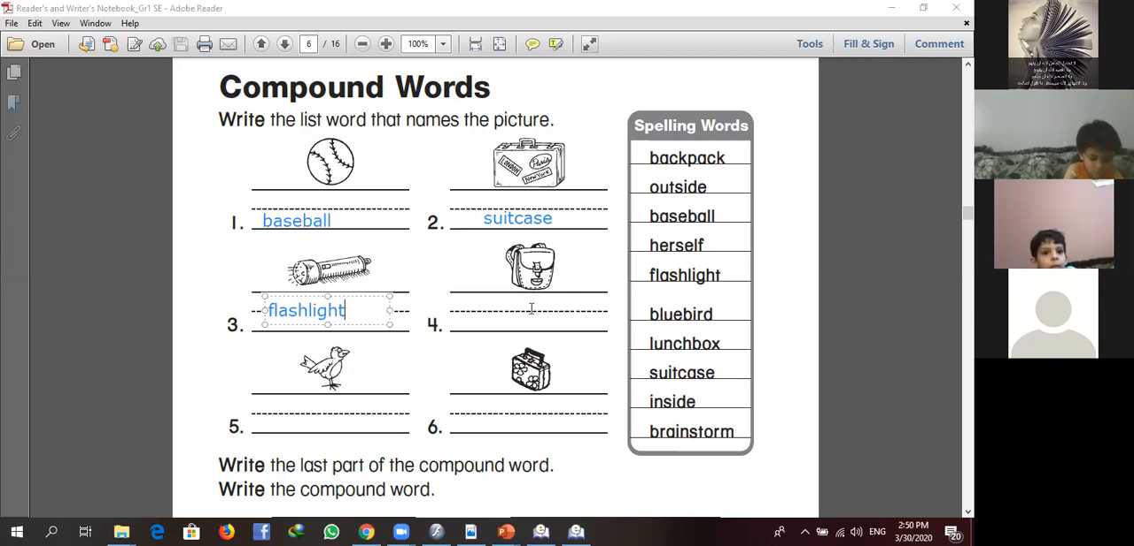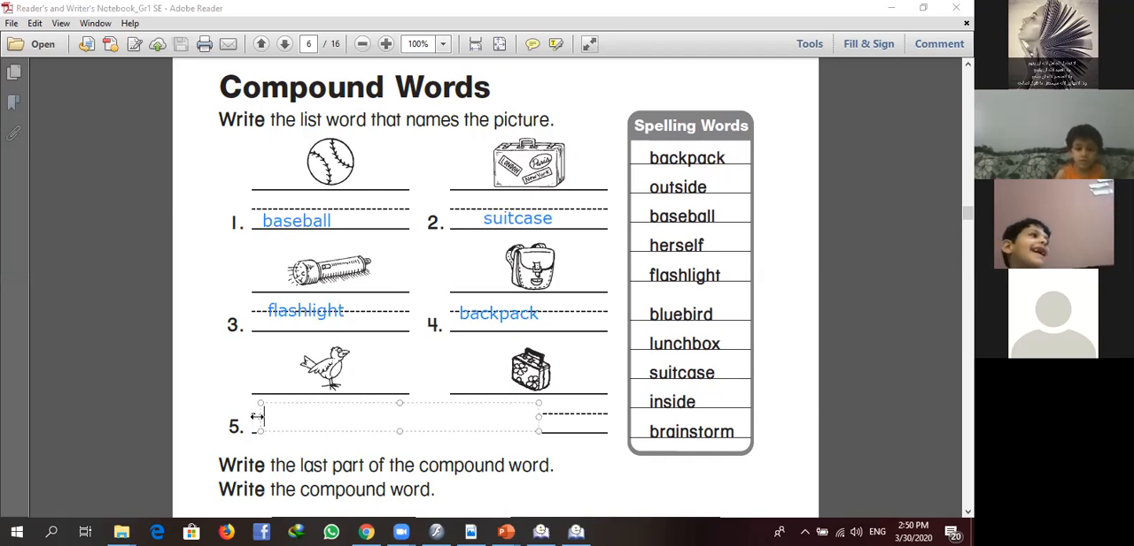Okay. Minwar, what's this? I'm gonna give you two choices, okay? Is it bluebird or backpack? Backpack. Backpack, that's right. Let's write over here, backpack. Yes, Omar. Imagine that this bird color is blue, okay? So what's the name of it? Blue bird. That's right. Very well.